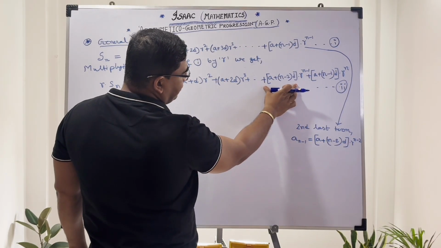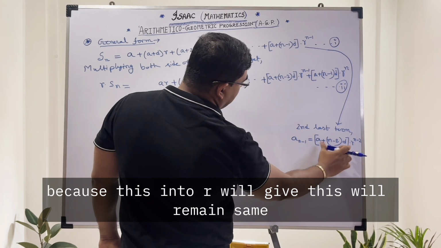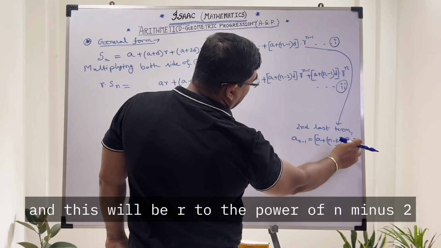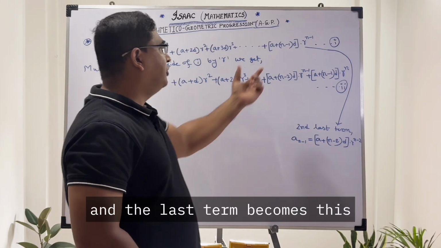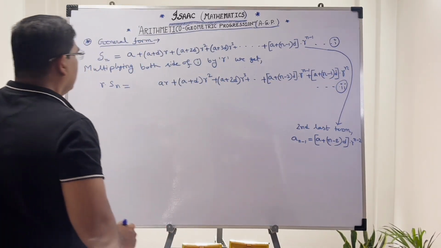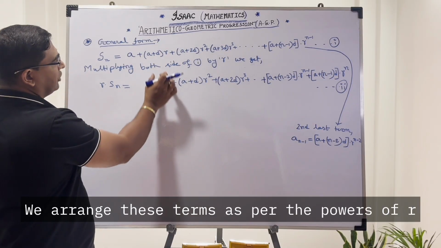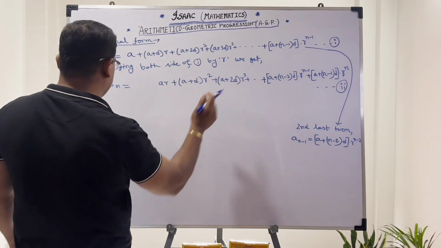this, because this into R will give, this will remain same, and R to the power of n minus 2 plus 1 will give R to the power of n minus 1, and the last term becomes this. Okay, we arrange these terms as per the powers of R.